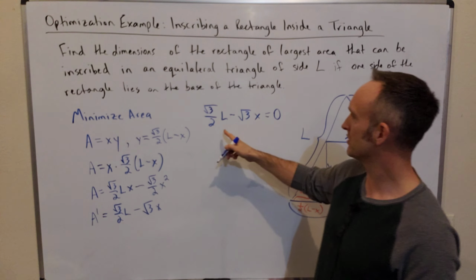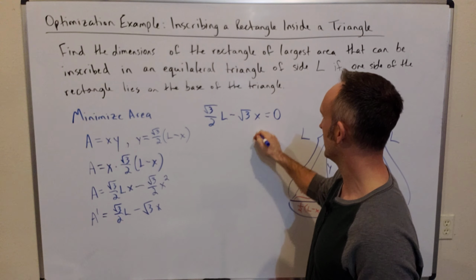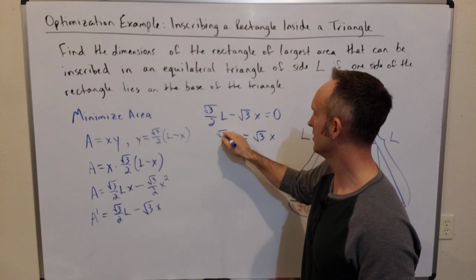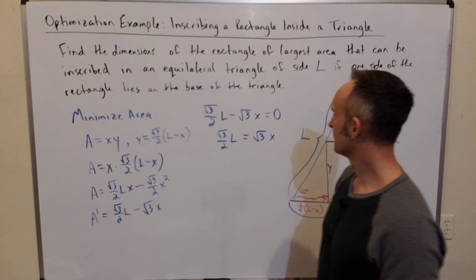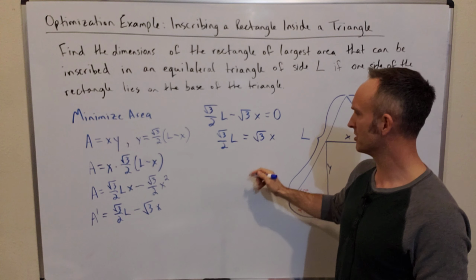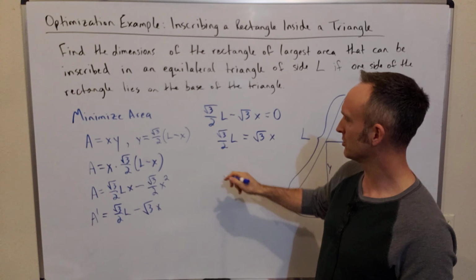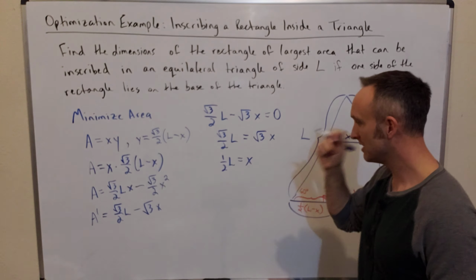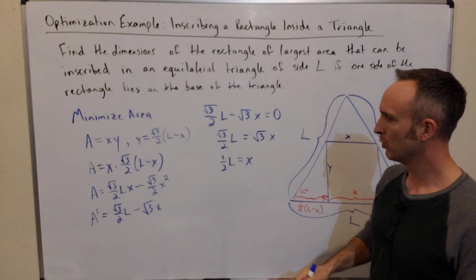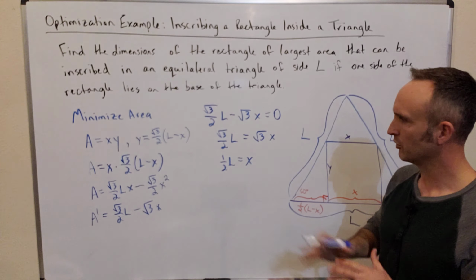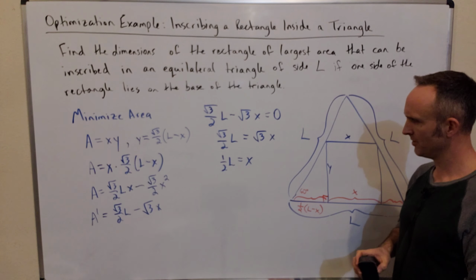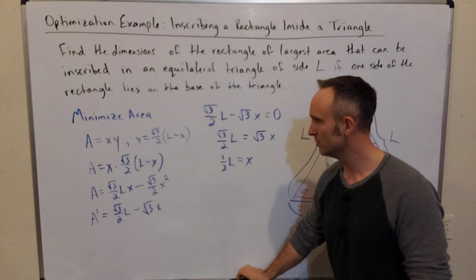All right, so if I solve this for x, let me add the square root of 3 times x to the right side and to the left side. And then I'll divide both sides by the square root of 3, which will just cancel this square root of 3. So x is 1/2 L, or L over 2. I don't know which one's going to be better for us at this time, but I like 1/2 L.